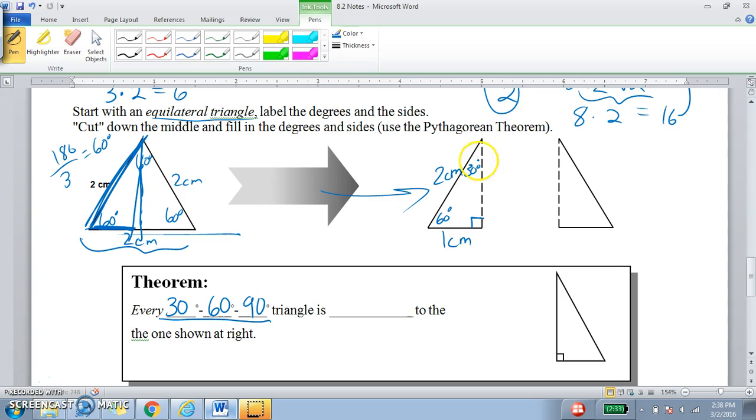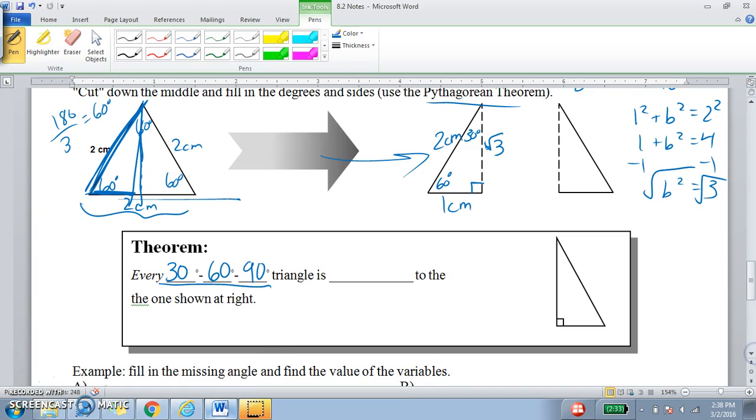The dotted line, the other leg of this triangle, we can find using the Pythagorean theorem. So now this would be called B, or A. So 1 squared plus B squared equals 2 squared. 1 squared is 1, 2 squared is 4. Subtract the 1. Square root. B is the square root of 3. So just like the 45, 45, 90, every 30, 60, 90 is going to be similar to this one.